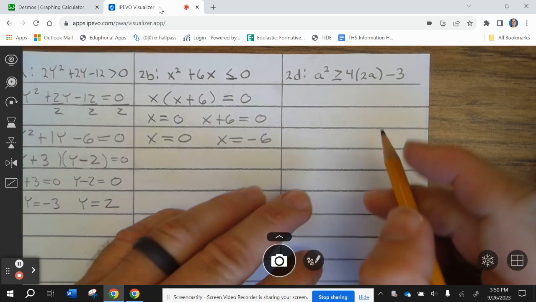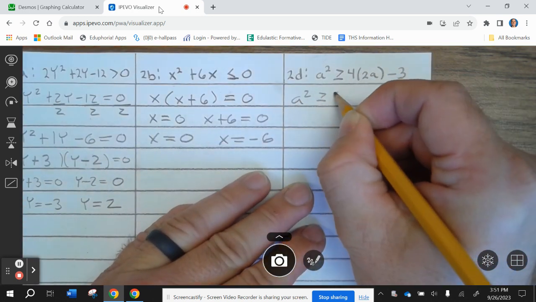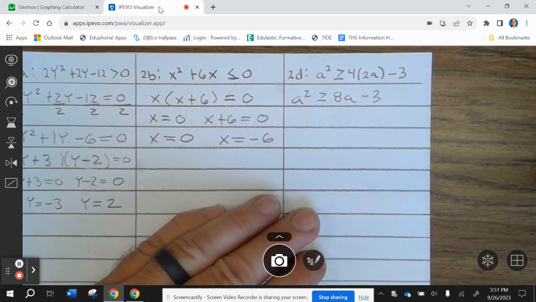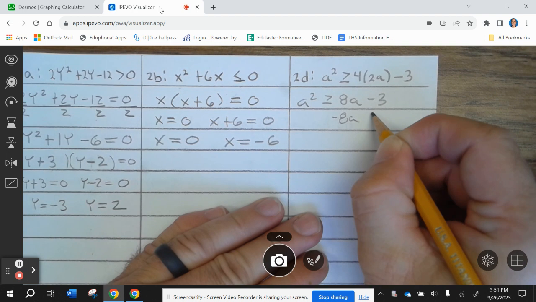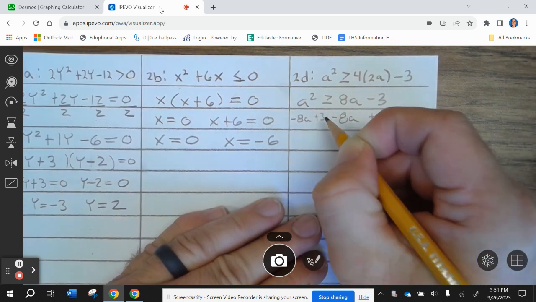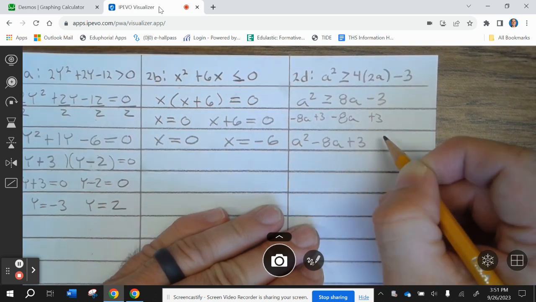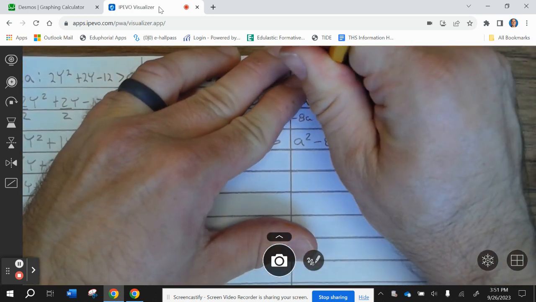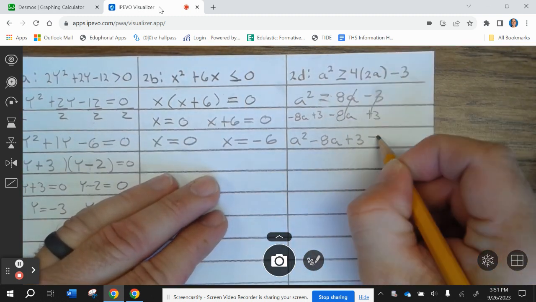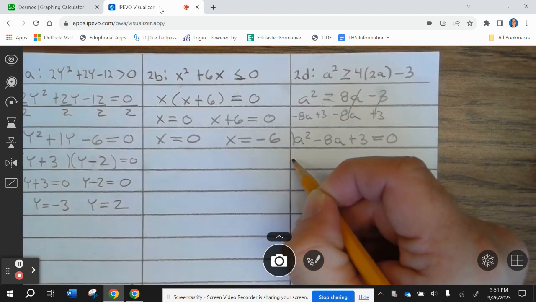All right, so here we distribute there, so that's a squared greater than or equal to 4 times 2a is 8a minus 3. I need to subtract 8a, add 3 to both sides. So you get a squared minus 8a plus 3. And actually, we're changing this to equal 0. Now, that doesn't look like factoring is very easy for that, so we're going to jump to the quadratic formula. So that's a, that's b, that's c.